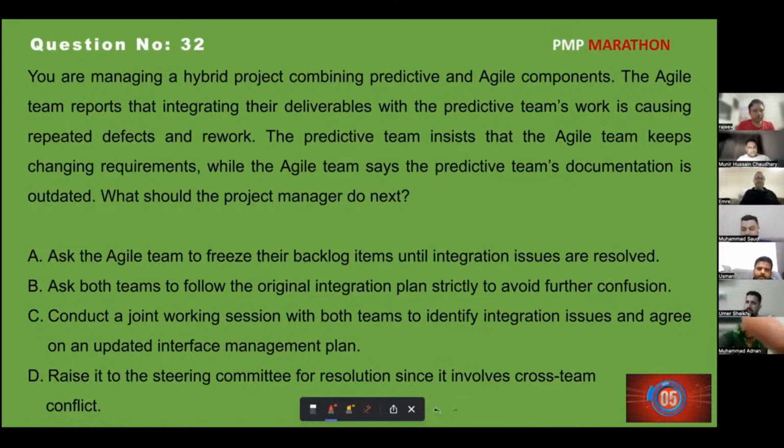You are managing a hybrid project. The Agile team reports that integrating their deliverables is causing repeated defects and rework. The predictive team insists that the Agile teams comply. Ask the Agile team to conduct a joint session. C is the only good answer.